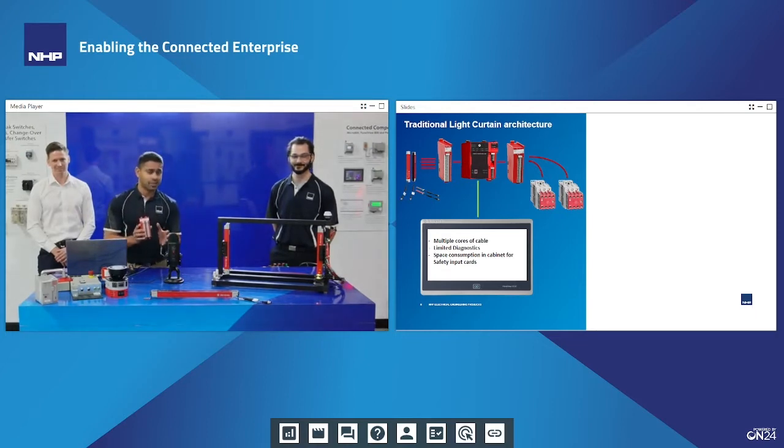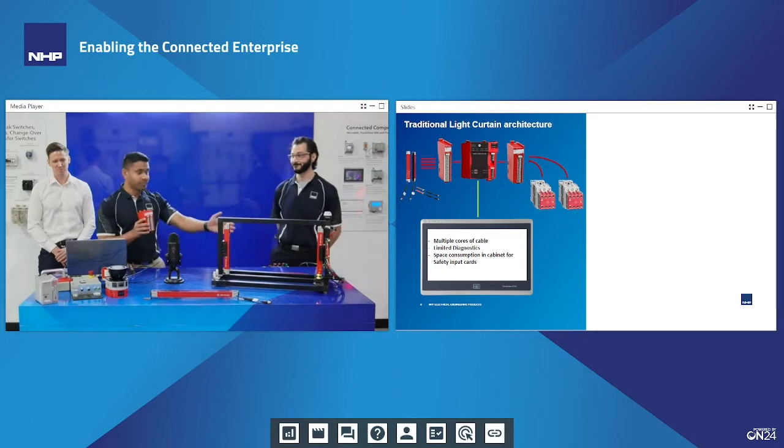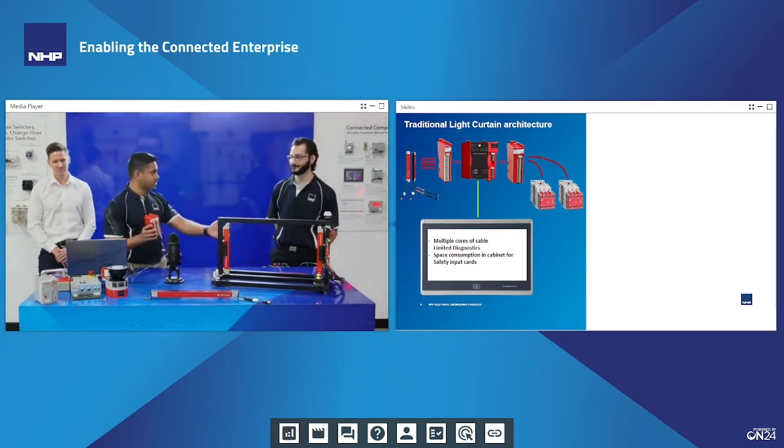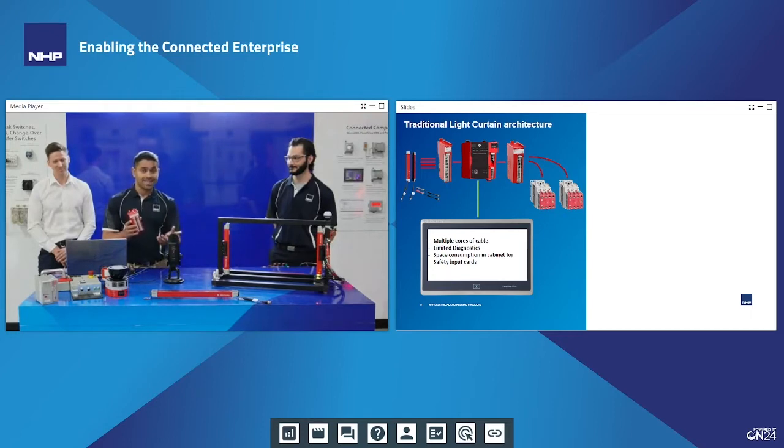What's the other elephant in the room? Those 6 to 8 cores of cable have to be dragged along in a multi-core fashion up to your light curtains. Now, this could run from a couple of meters to tens of meters, right? And therefore, what you're creating is 6 to 8 points of failure. You can have cross-channel faulting, you can have faults to 24 volts, ground faults, or you can have electromagnetic interference between your cores of cable as well.